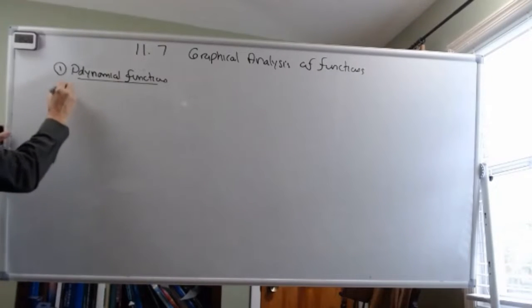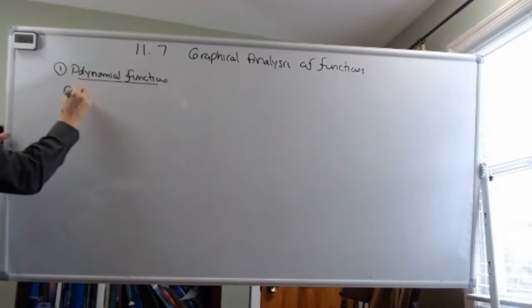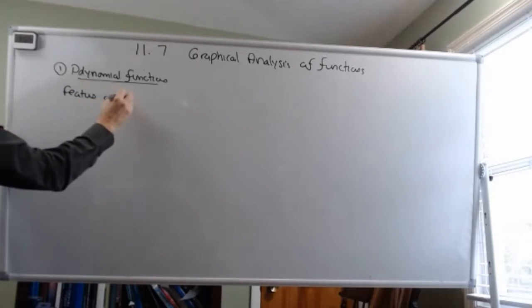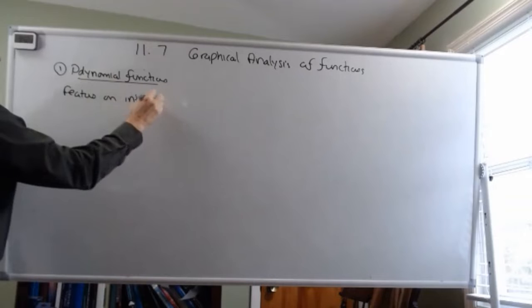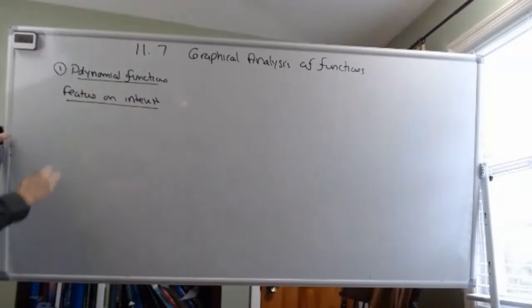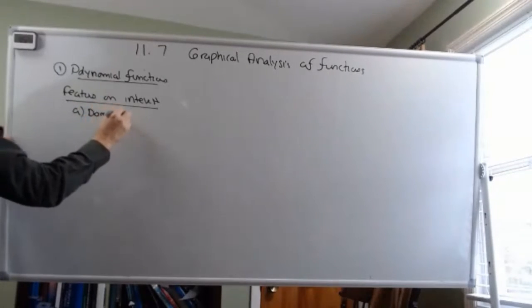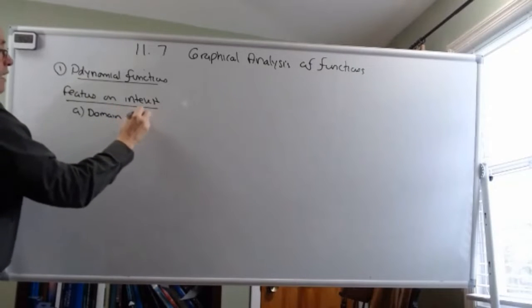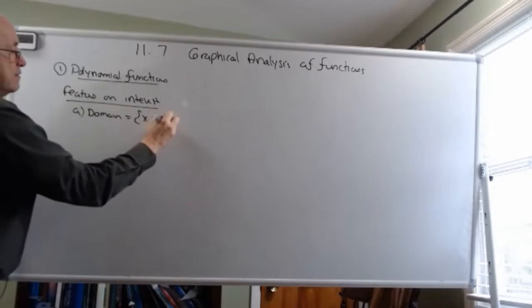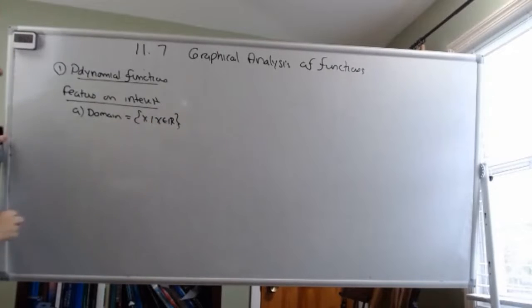So let's look at the features of interest. I mean, first thing we know is the domain for the polynomials. That's easy. It's all real numbers. So the domain is, x is any real number. Very simple.